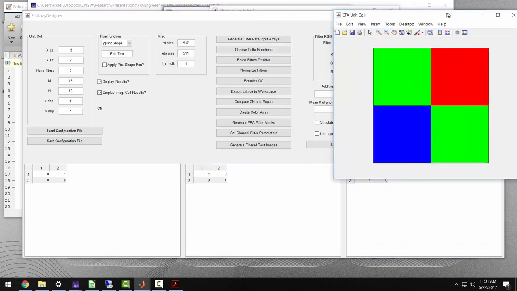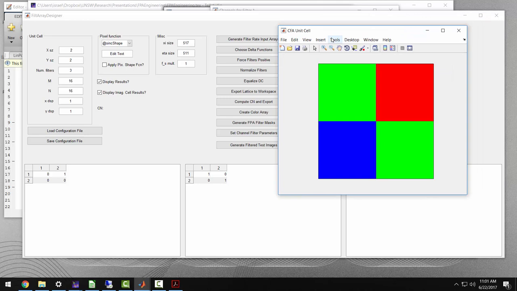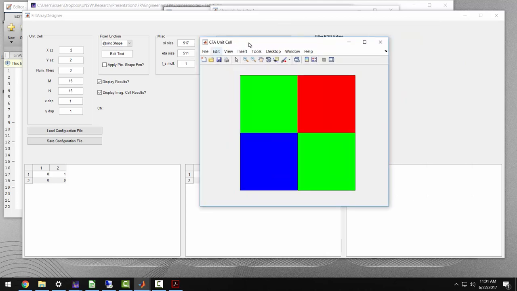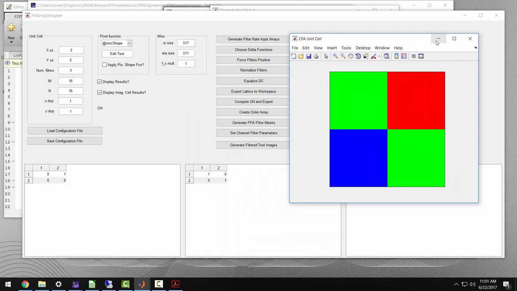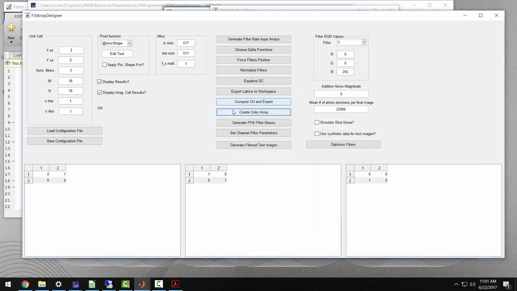This is for color filter array unit cells. Due to the complication of physically calculating the types of unit cells for polarization arrays, we have not yet implemented an analog to this color unit cell generator. And with no noise, we can generate a set of test images.